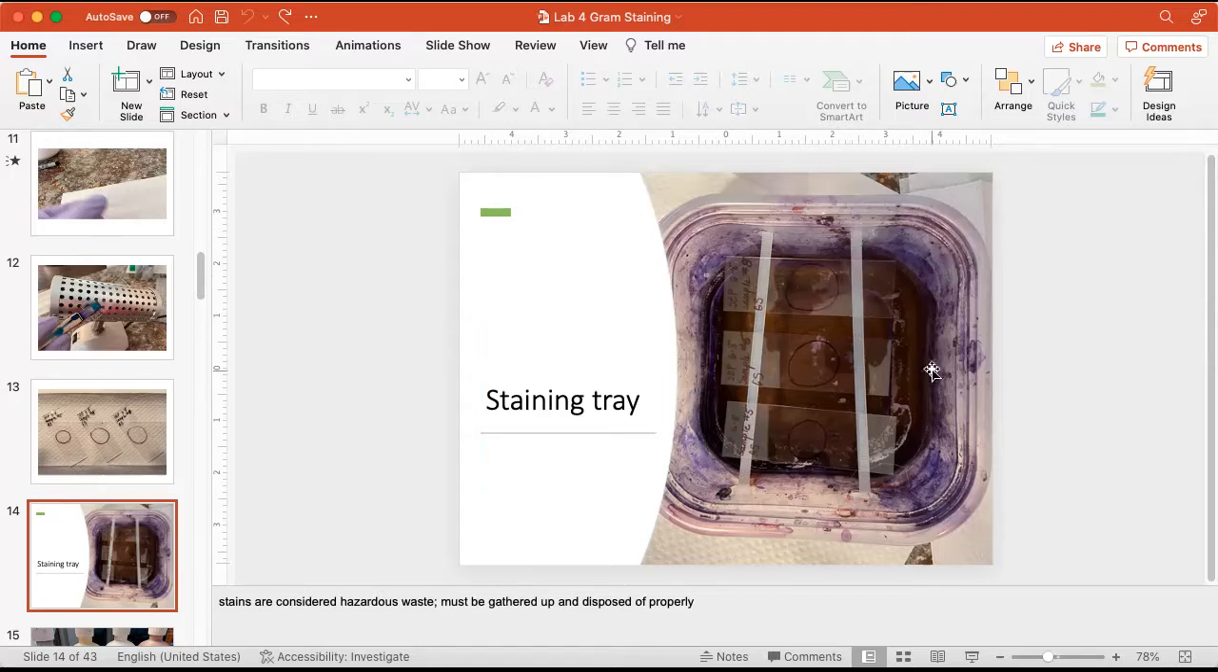This is just a Tupperware or a plastic food container, and I've used 2 zip ties to create these sort of rails that I'm going to lay the slides down on. Here's one slide right here. I think you can just see it. Here's another slide right here. And here's the 3rd slide. So I can lay these down. I can stain all 3 of them at the same time. And I can also collect my waste material very effectively using a little tray like this.